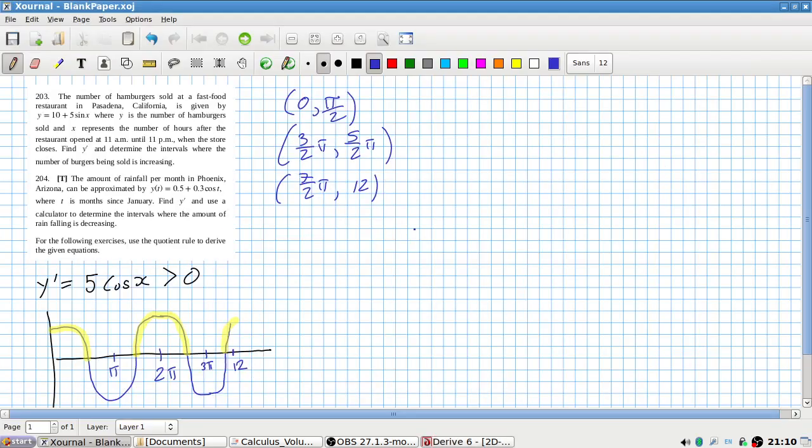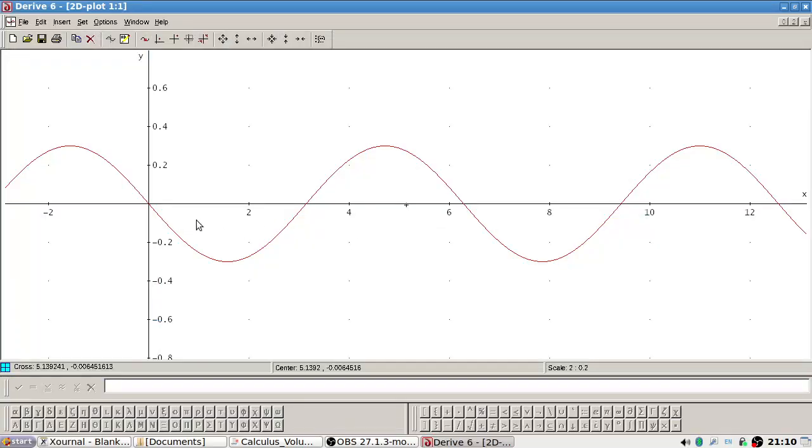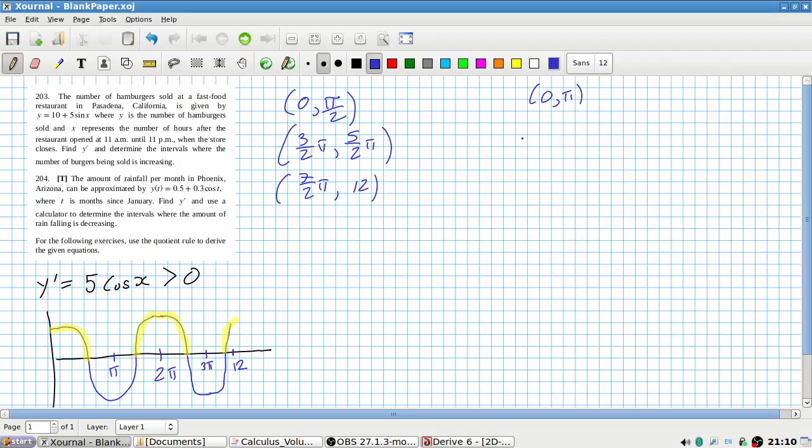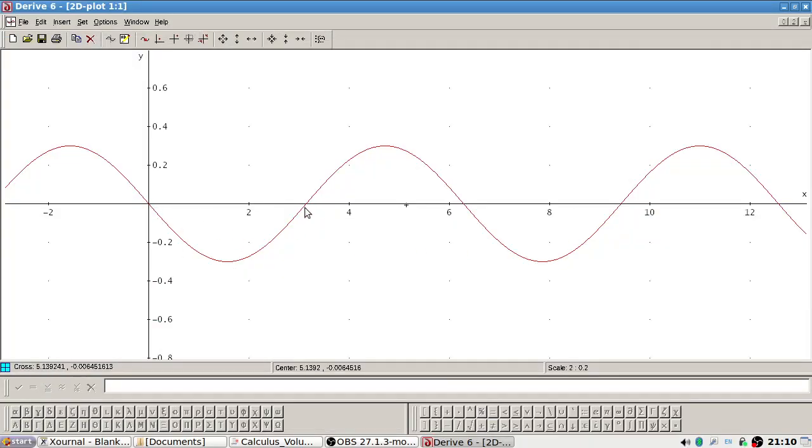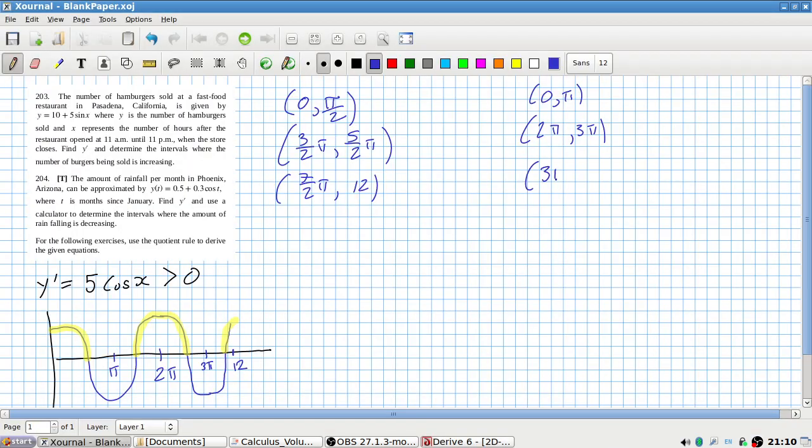Okay, so I guess we don't have to solve it. You can kind of see it here. It's 0 to pi. Then, what's that? 2 pi to 3 pi? 0 to pi. That's a 2 pi. That's a 3 pi. And then 3 pi to 12. It's actually kind of similar to the last question. Yeah. Okay. I think that's all right.